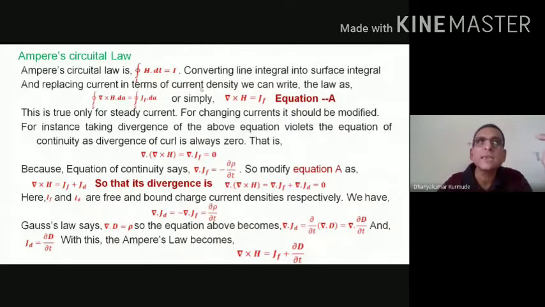Now what is current actually? Rate of flow of charge. Time rate of flow of charge is actually the current.